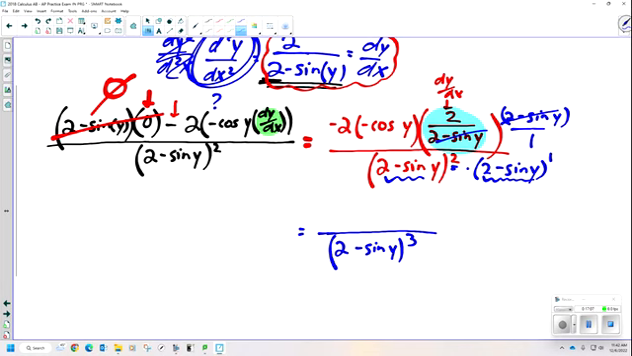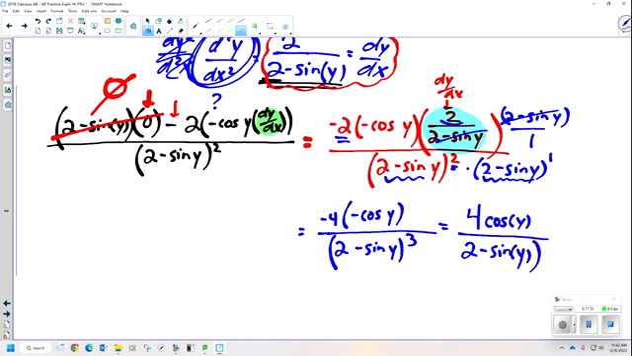For the numerator, we multiply negative 2 times positive 2 and get negative 4, times the negative cosine of y. A negative times a negative gives us a positive in that numerator. So I end up with 4 cosine of y all over 2 minus the sine of y, the whole thing cubed. We just found the second derivative and simplified it so it's nice and compact.